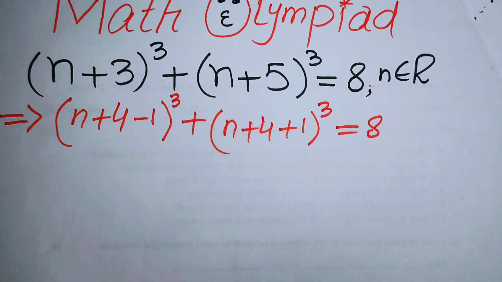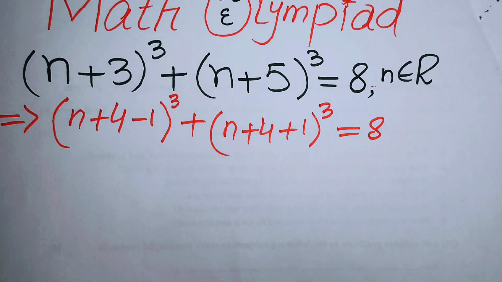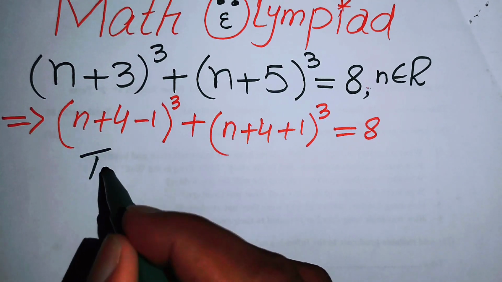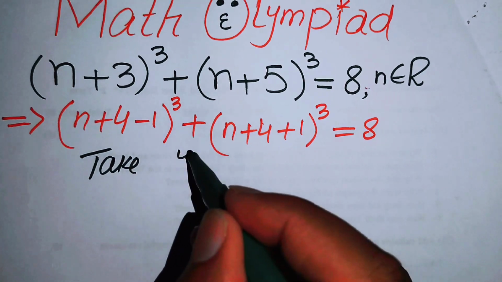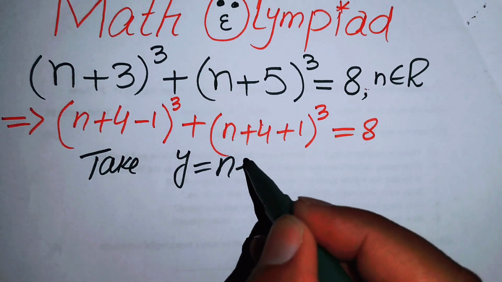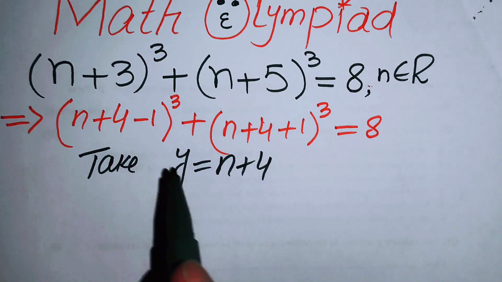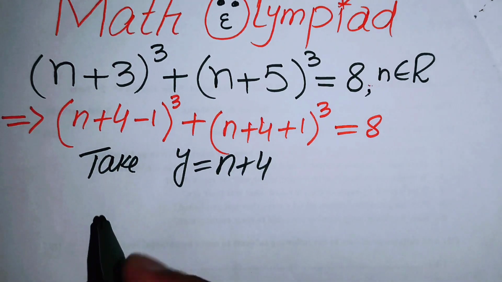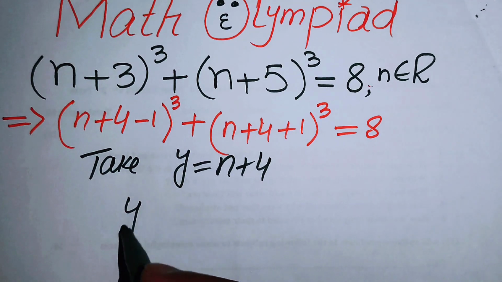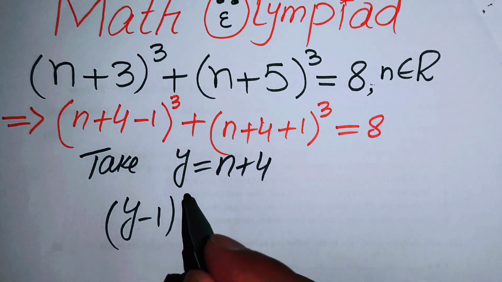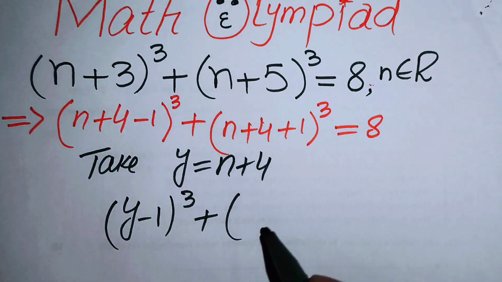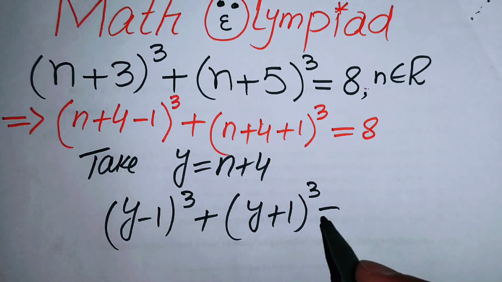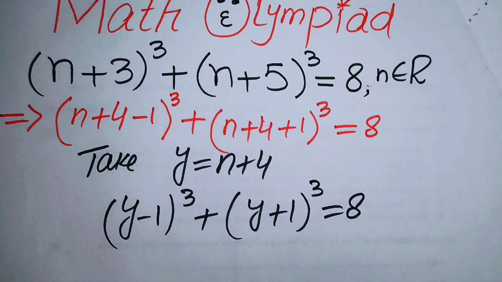And after this step we can simplify this term by substituting n + 4 with some variable, so I can take y = n + 4. When we take y = n + 4, then this equation becomes (y − 1)³ + (y + 1)³ = 8.